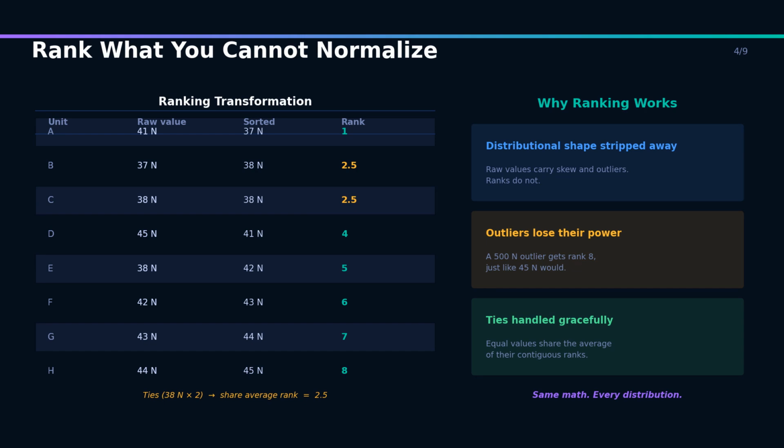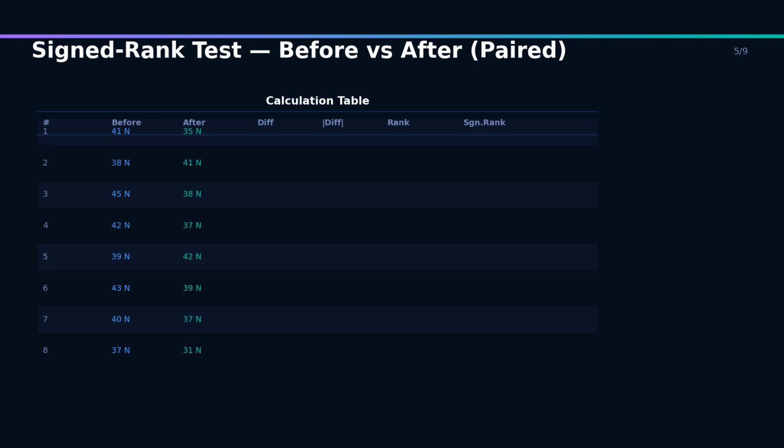The signed rank test works like this. You have paired measurements. Connector retention force before and after 200 thermal cycles. First, calculate the difference for each pair. Then rank the absolute values of those differences. Then reattach the original sign, positive if the value went up, negative if it went down. The sum of positive ranks is W plus. The sum of negative ranks is W minus. Your test statistic W is the smaller of the two.